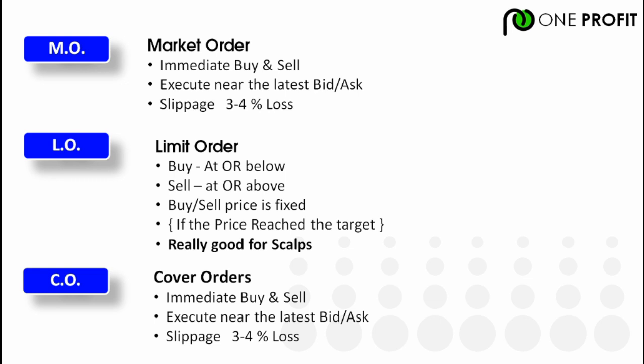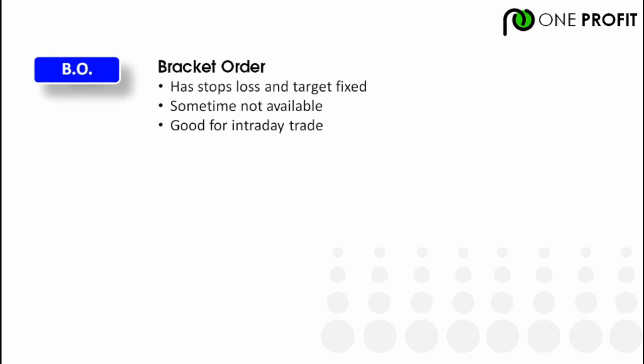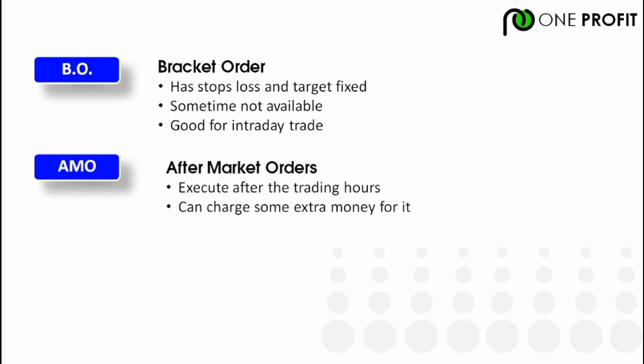Cover orders. Cover order means entering at market price and exiting at trigger price. In this type of order we have to give the exit trigger price. Next, bracket orders. In bracket orders, entering and exiting price is pre-decided. For taking a better trade, this type of orders are very useful.